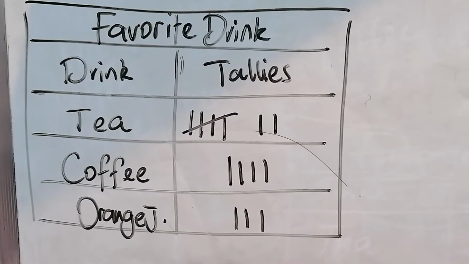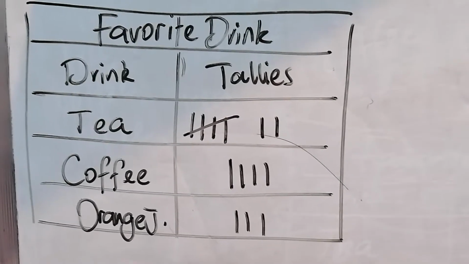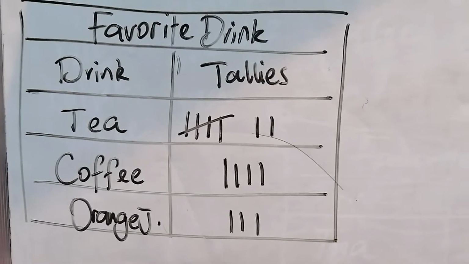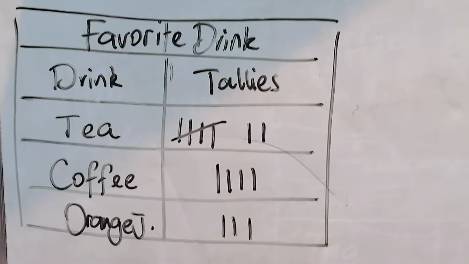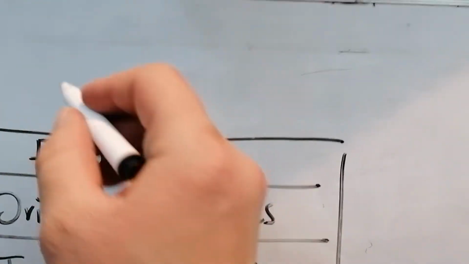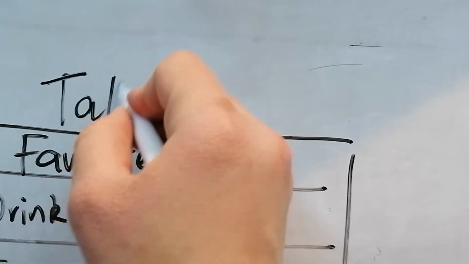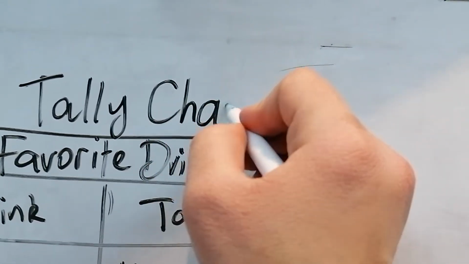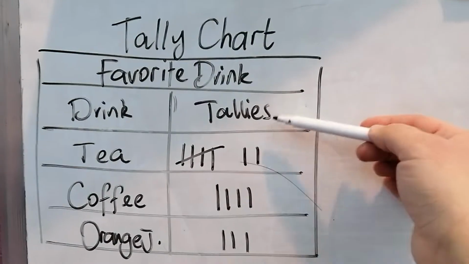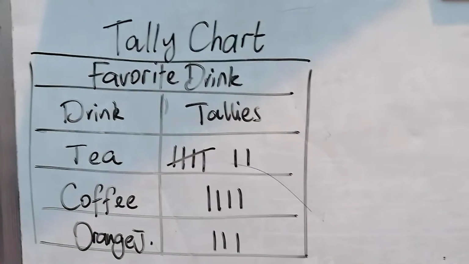So now my data is organized and I have represented it in a better way. It's easier to read, it's easier to remember. This way of recording data is called a tally chart. Why do we call it that? Because we use tallies to represent the data.